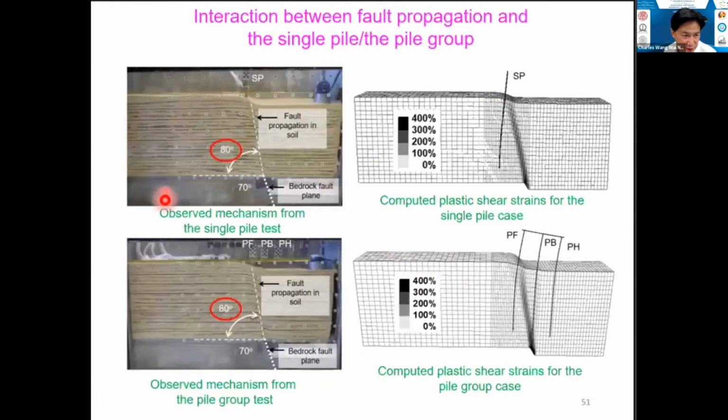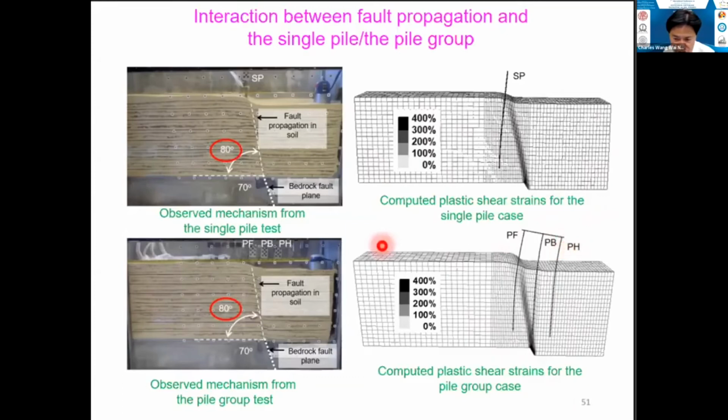And here on the right hand side, a picture compares the mechanism observed in the centrifuge test. The upper one is the single pile test, and this is for the pile group test. On the right hand side, there's a numerical simulation. Again, this is a single pile, and this is the pile group. What you're seeing is a plot of plastic shear strain. You can see it well developed at the fault location, and you can also see the pile group is bent and also tilted towards the right hand side.